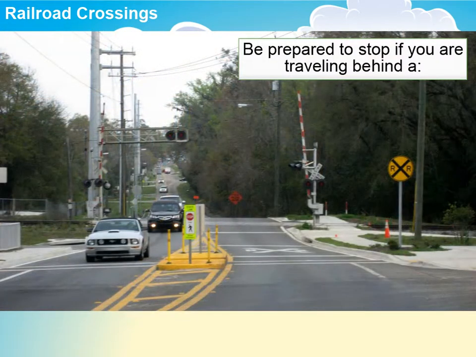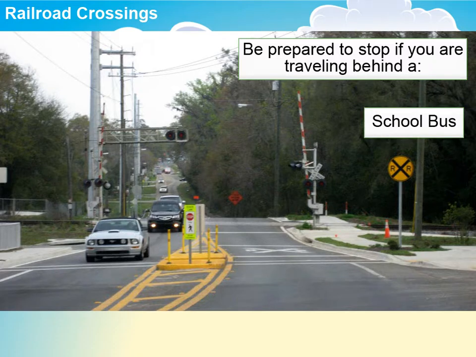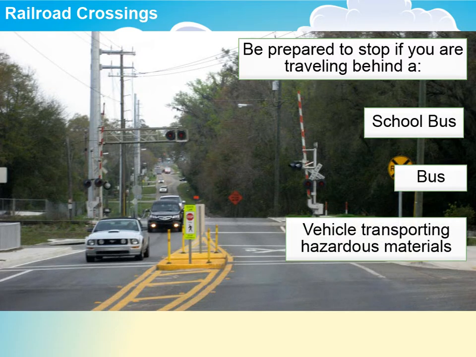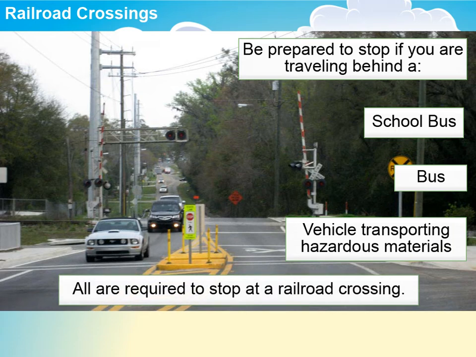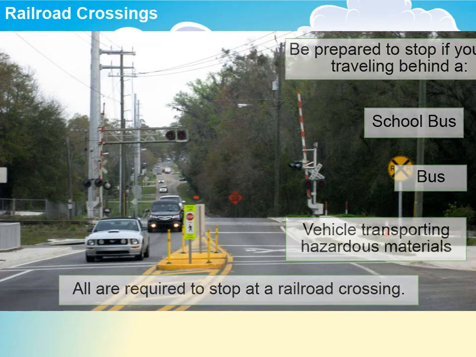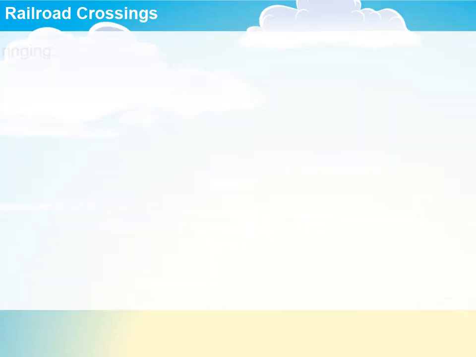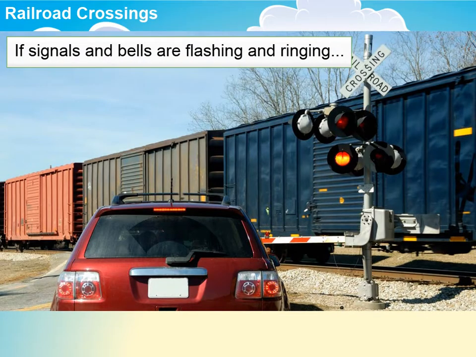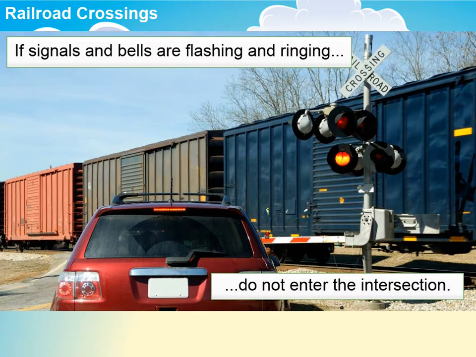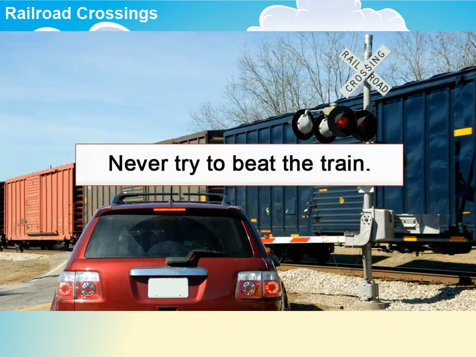Be prepared to stop if you are traveling behind a school bus, or vehicle transporting hazardous materials, all of which are required to stop at railroad crossings. Always allow the vehicle ahead of you to clear the tracks to allow enough room for you to clear the tracks before you start to cross. If signals and bells are flashing and ringing, do not enter the intersection. Never try to beat the train.